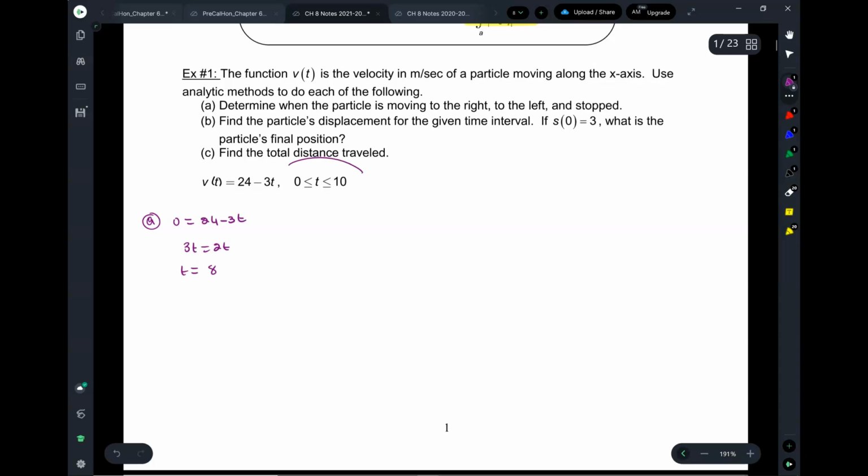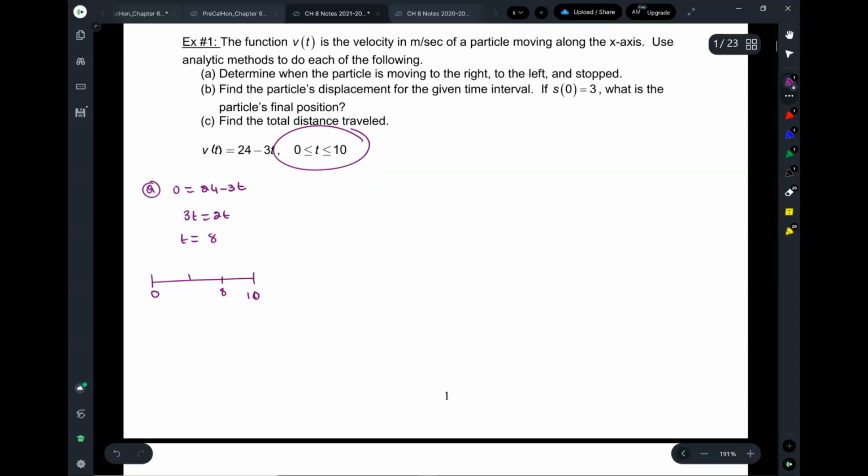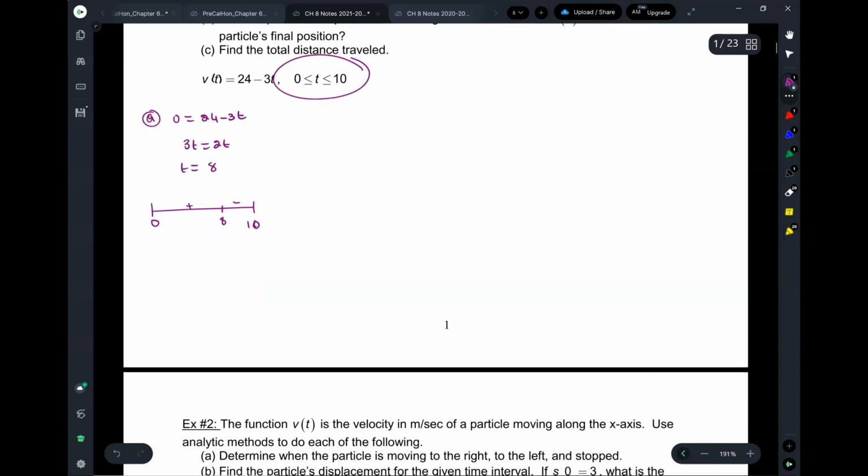Now the overall interval here is from 0 to 10, so I put this on a number line. It's a closed interval from 0 to 10, and 8 falls about here. Now this is positive before and negative after. So we say it's moving to the right.